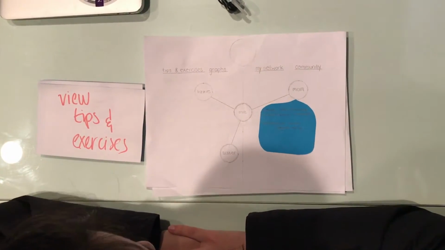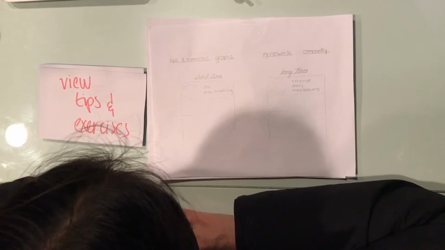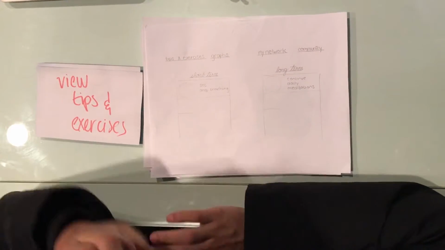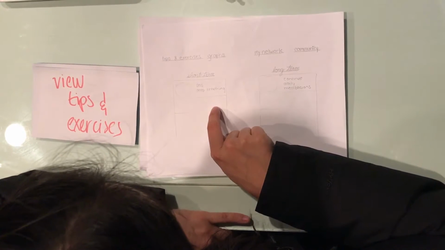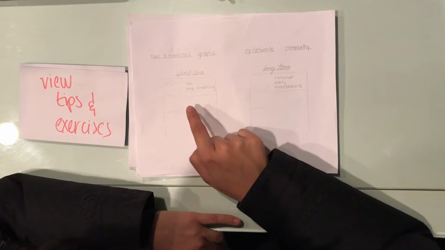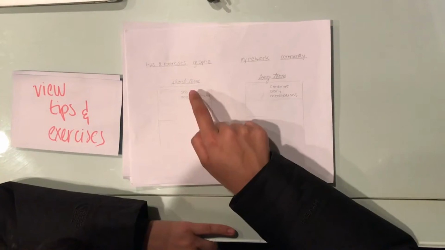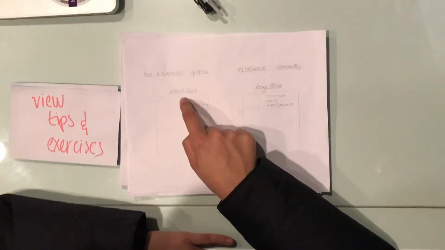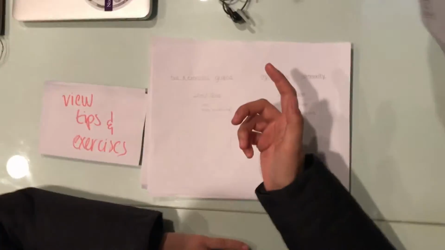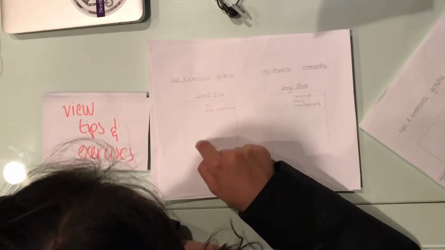Okay, view tips and exercises. So if I wanted to view tips and exercises, I would click tips and exercises. Oh, cool. So it gives me my short-term tips and exercises and long-term. So the short-term ones, I don't know what SOS means. I assume these are two different. I mean, I do know, but I don't know what it means in this context. Save our souls, but like.